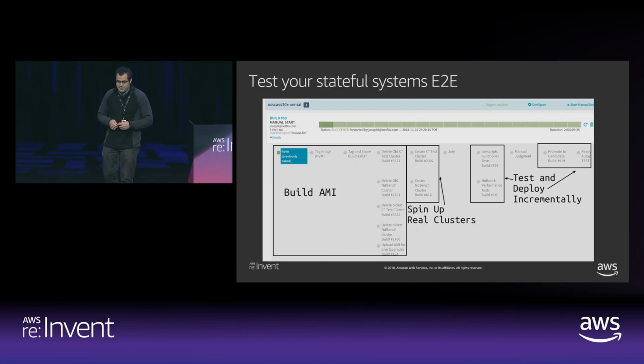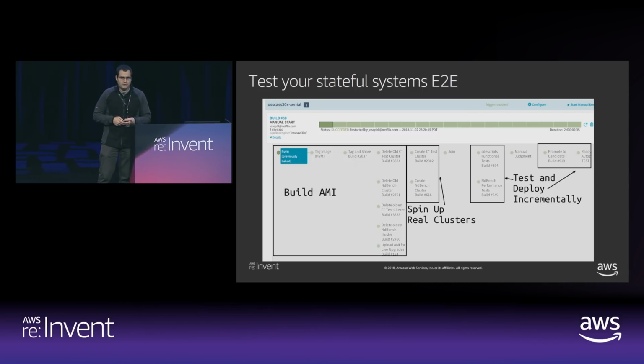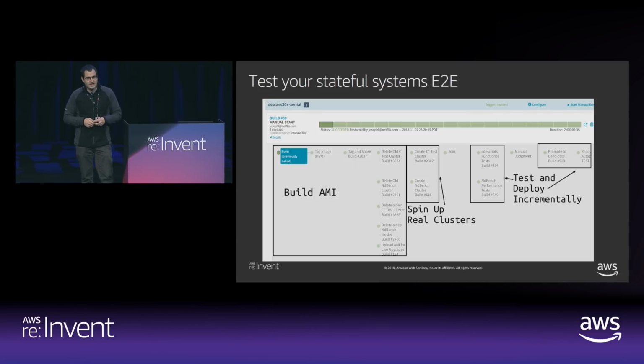But the second thing that we have to do before we start deploying stateful services is have a really good end-to-end test system. And this really comes down to, if you're going to manage stateful services, you have to be very careful that the changes that you're making aren't going to corrupt that state.